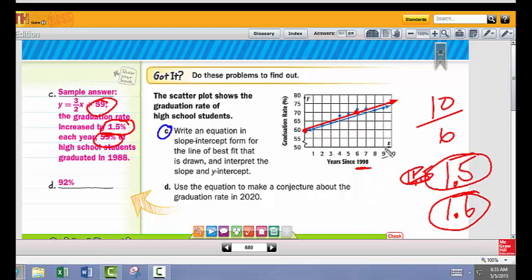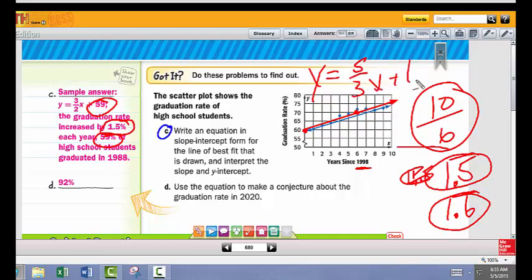We'd have to go to 22. So if we go out here to 22, we would be plugging in that number. So we had 10 over 6. First of all, I should go back. I never really told you what my equation would be. It would be y equals, we could reduce 10 over 6 to 5 over 3 x plus 60.